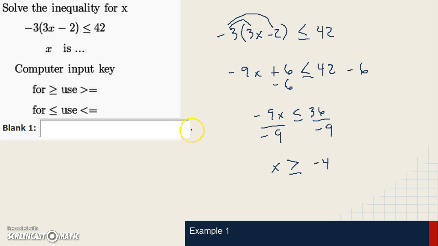Now I'm just going to quickly show you how you'd put this into the answer blank. Since x is already on the left side, I don't have to type x. I just need to begin with greater than, equal to, negative 4.